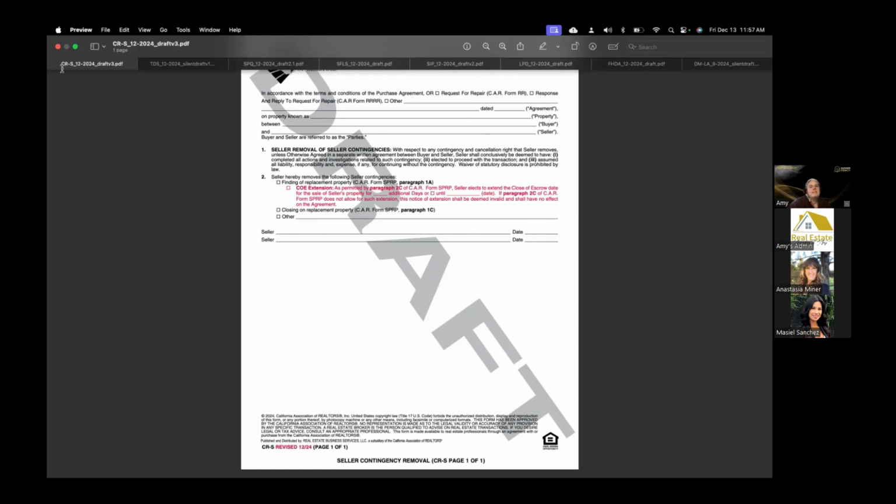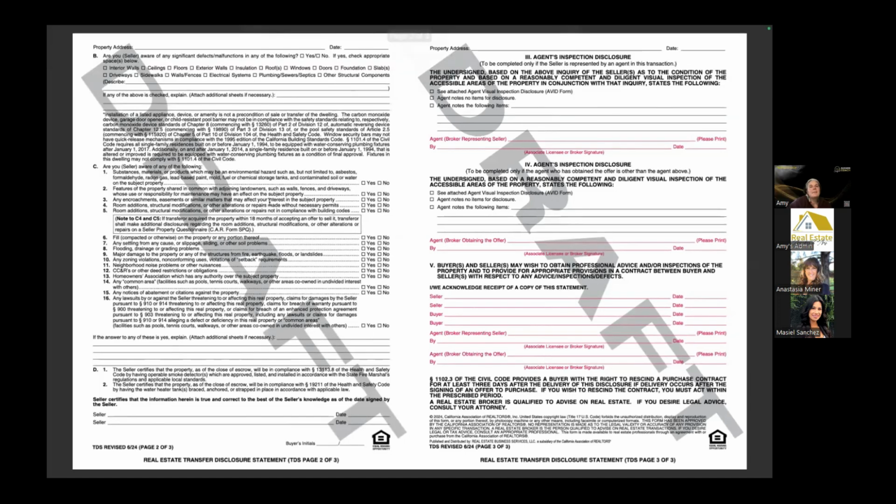All righty. The next one is the TDS. So that's the transfer disclosure statement. You've got 3 pages here of the TDS. They just changed it to agent, broker representing the seller, or agent, broker obtaining the offer. They clarified it there because I think this was one of the last ones that still had the agent's name on there, and it said like listing agent and then selling agent. So it was a little bit confusing. So they've now updated it to broker representing the seller, broker obtaining the offer. Buyer and seller's names get signed down here, agent here. They updated that as well to just match up above.